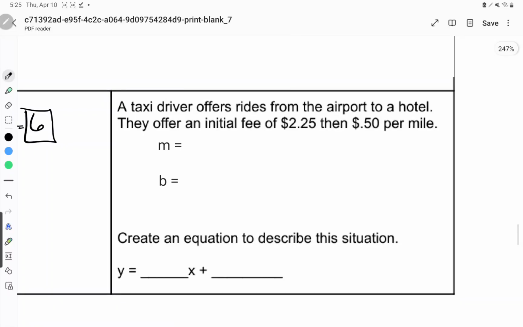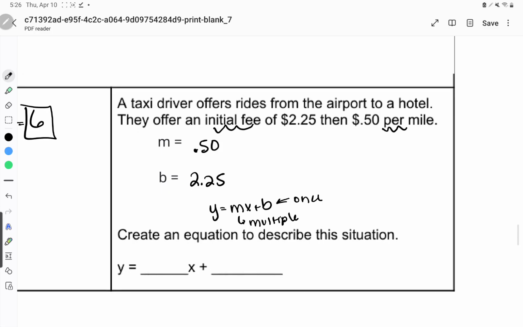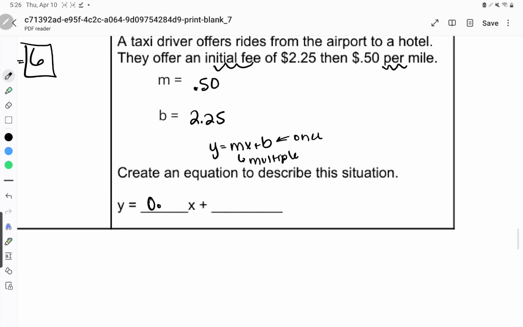Next one, a taxi driver offers rides from the airport to a hotel. They offer an initial fee of $2.25, then 50 cents per mile. As a reminder, we've got y equals mx plus b. M happens multiple times, and b happens once. Which one happens multiple times? The 50 cents, because that says per. Which one happens once? $2.25, because it says initial fee. An initial fee happens at the very start, which is only one time, so this would be 0.50 plus 2.25.